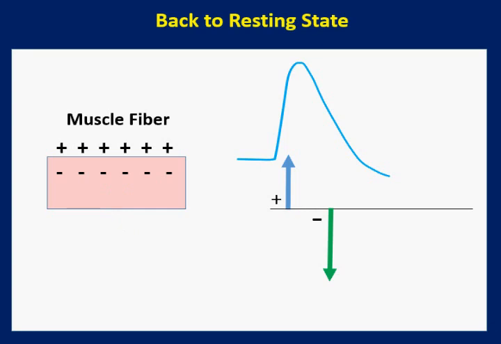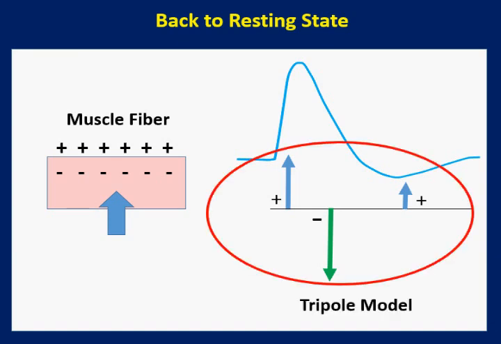The flow of potassium ions causes a slight hyperpolarization of the fiber. Hence, additional positive current is needed to bring the fiber back to its resting state. This is indicated by a small positive current. The three current sources represent the so-called tripole model to study the extracellular action potential.